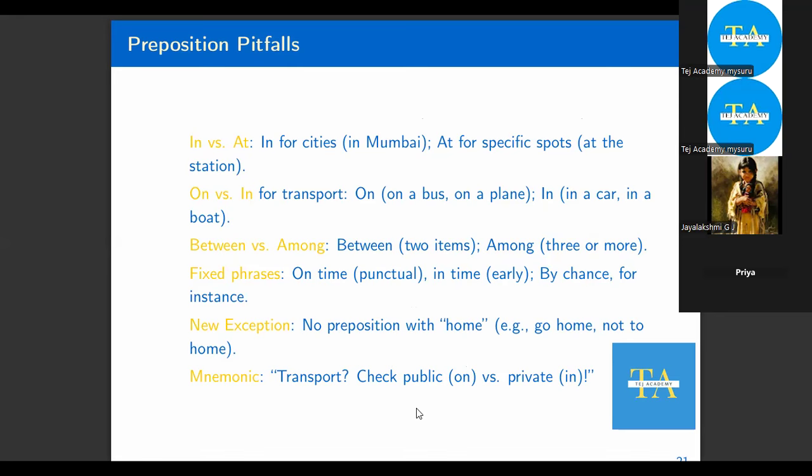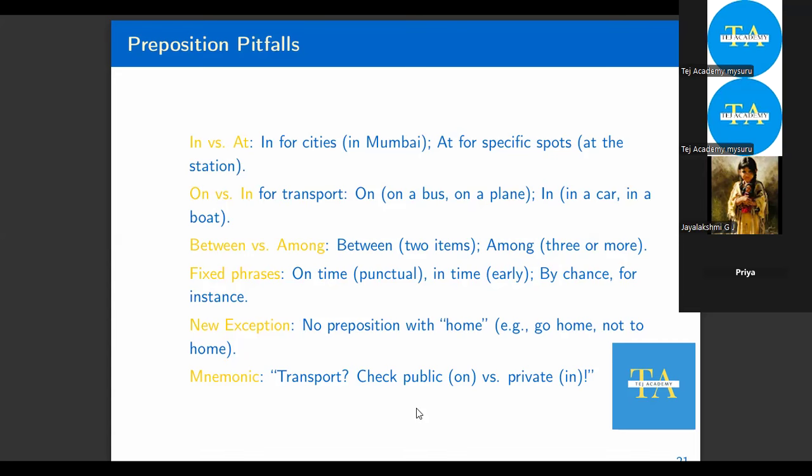And fixed phrases: on time, in time, by chance, and for instance. You have to come on time, like that. In such phrases, if you know them once, it will be easier for you to remember them while dealing with sentences. In time means early. So she always comes in time, like that. And same with by chance or for instance.